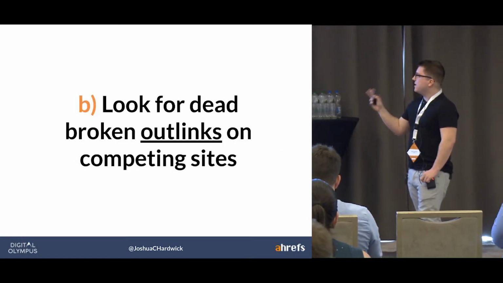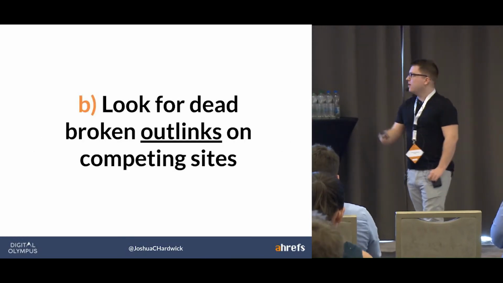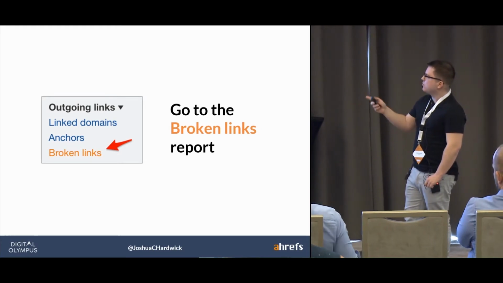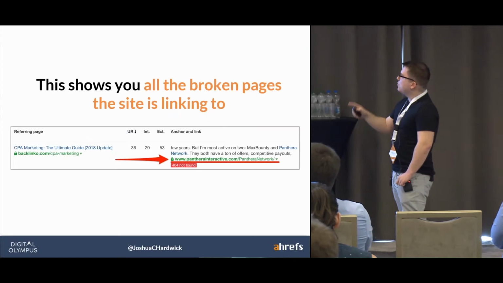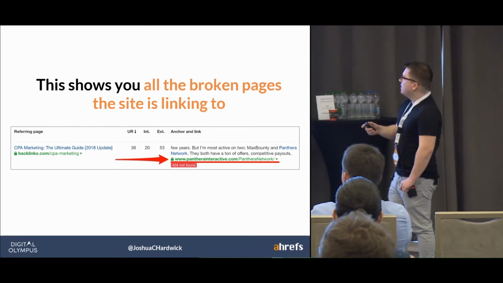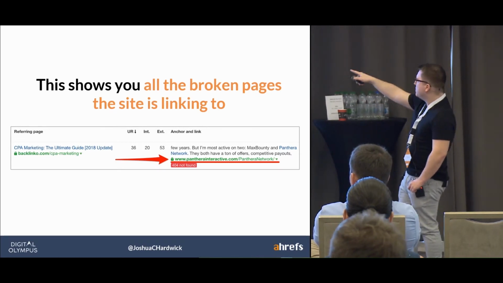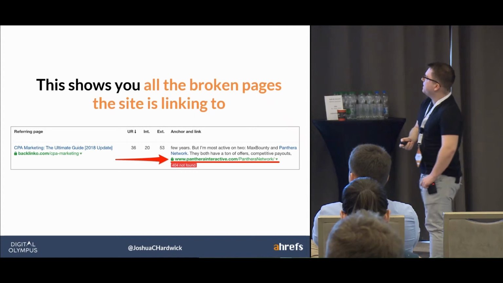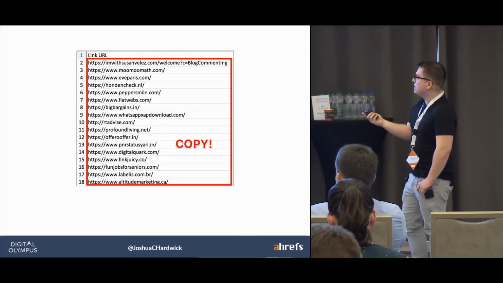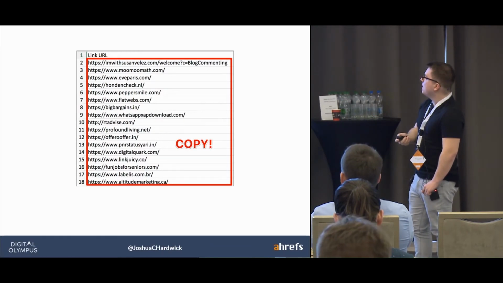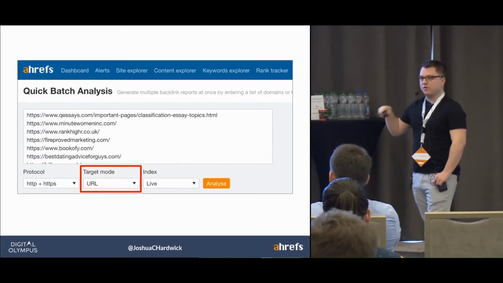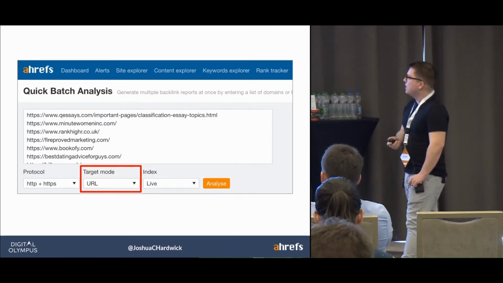The other way, which is quite similar, is to look for dead broken outlinks on a competing site. Again, you paste a site into Site Explorer and go to the Broken Links report this time. It shows you all of the broken pages that the site's linking out to, rather than broken pages on the site. So you can see there, Backlinko is linking to this page, which is dead. If you export that report, copy all of the links, and paste them into the batch analysis tool in Ahrefs, which shows you metrics for all of those pages in one go, you can paste up to around 200 pages in there.